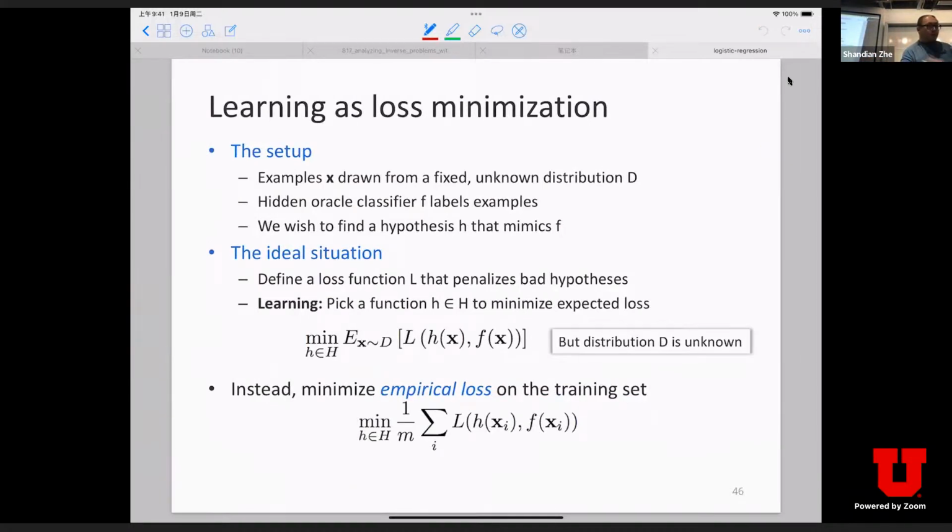In the loss minimization framework, the framework we have discussed so far about training a variety of models can be summarized as follows. The setup is that we assume every example X is drawn from some fixed yet unknown data distribution D, and those examples are drawn independently. There should be some hidden oracle classifier F, which gives the ground truth label for every example X. Then our goal is, given the hypothesis space, to find a hypothesis H that mimics or approximates F.